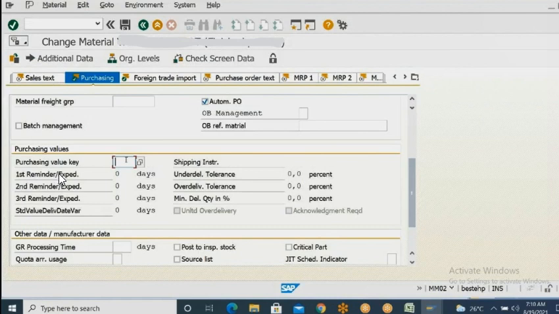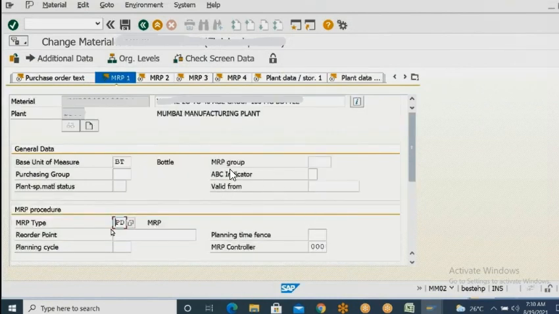Next we have purchasing value key. This field will help to send reminders to vendors for supplying the goods on time. And here we have GR processing time. It is the time taken to unload the goods and do the quality check. GR means goods received.